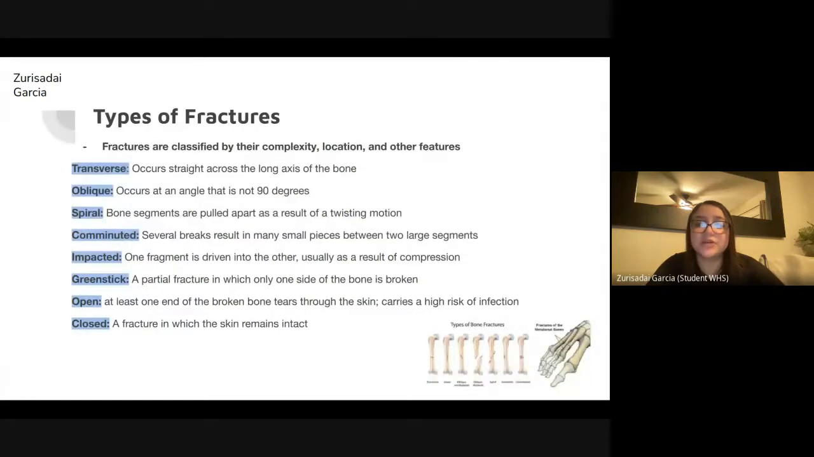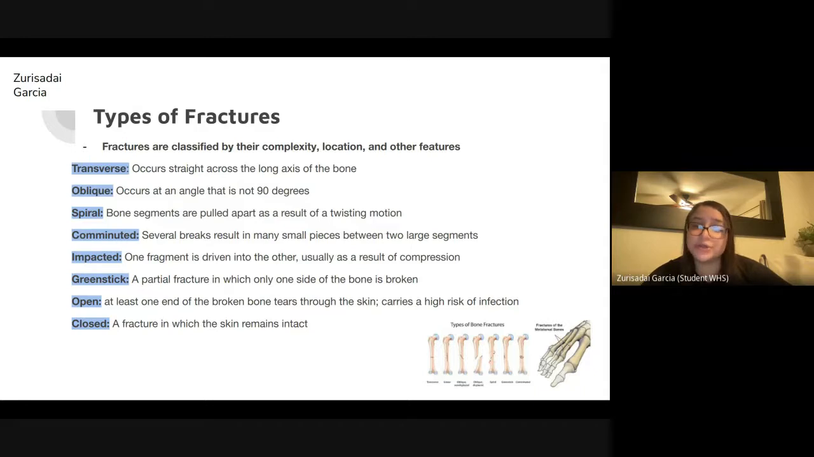Types of fractures. Fractures are classified by their complexity, location, and other features. A transverse fracture occurs straight across the long axis of the bone. Oblique occurs at an angle that is not 90 degrees. In a spiral fracture, bone segments are pulled apart as a result of a twisting motion. Comminuted, several breaks result in many small pieces between two large segments. Impacted, one fragment is driven into the other, usually as a result of compression. Greenstick, a partial fracture in which only one side of the bone is broken.